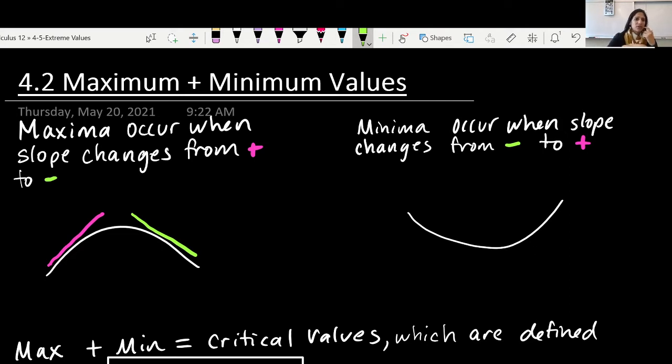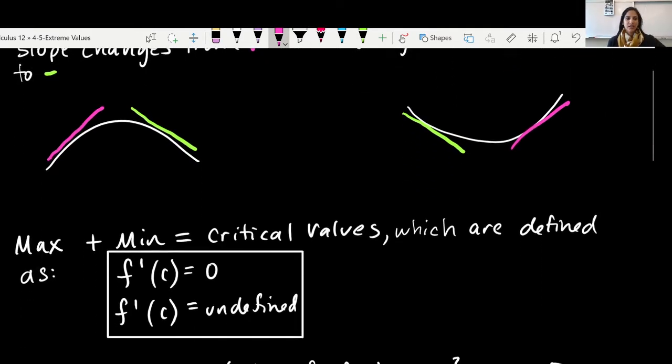And maxima, of course, is just the plural of maximum, which is what you're used to seeing. On the right here, it's the opposite. So a minimum or minima occur when the slope changes from negative. So if we start here, we have a negative slope, and as we move towards the right, we can see that it's going upwards, and we then have a positive slope. So that's how minima occur within a graph.